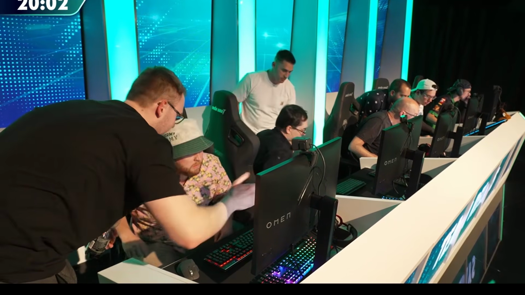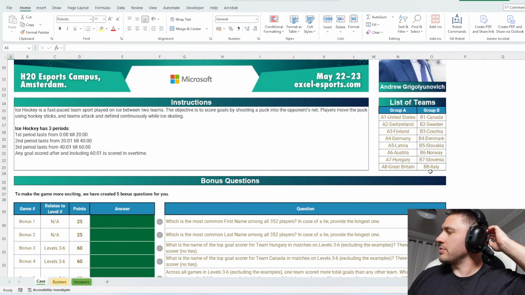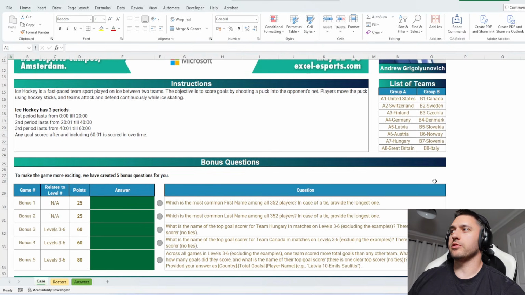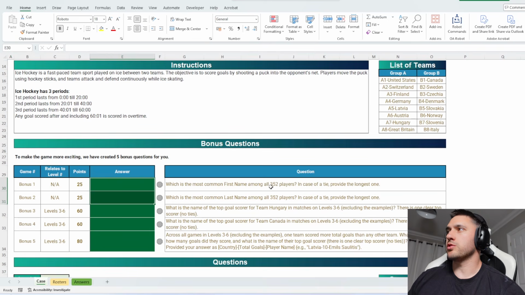Okay, good. Let me show you some context now of the case. So it was all about ice hockey, actually a reasonably easy case. The hard bit was swapping over and taking over someone else's workings. So I was kind of lucky I went first. I did these bonuses and was first to get points on the board.